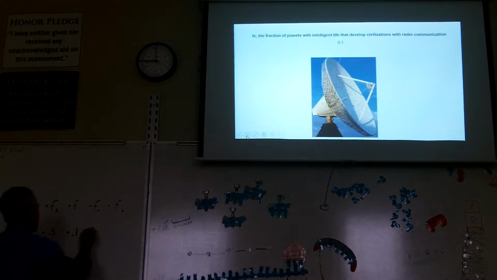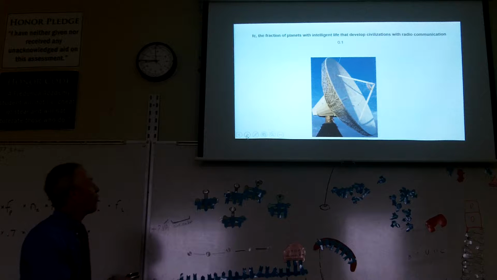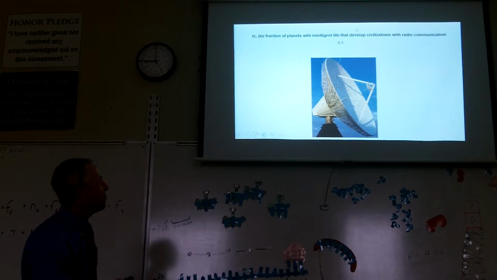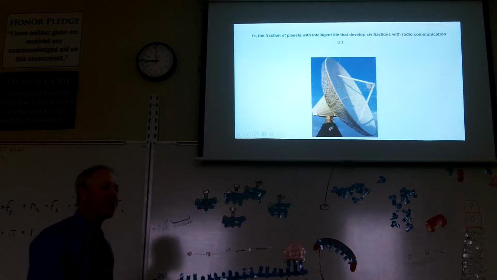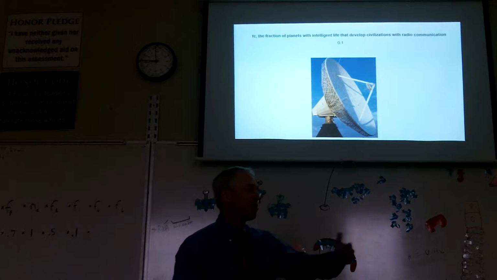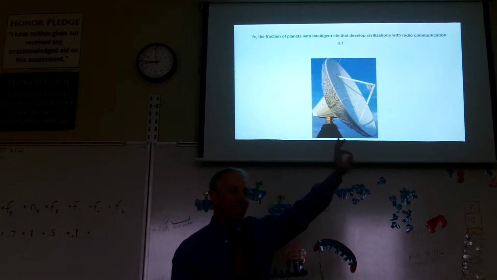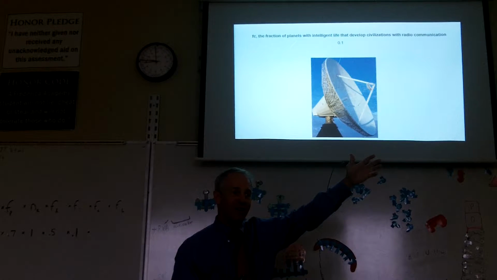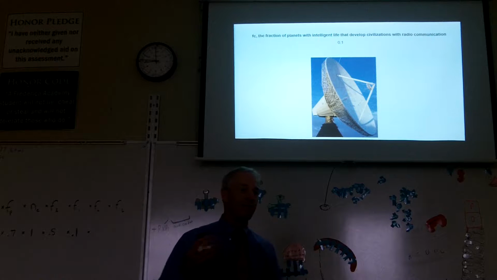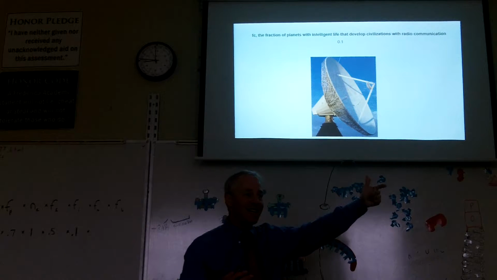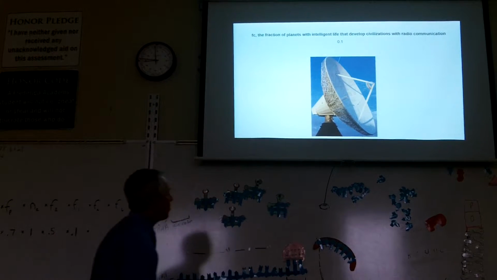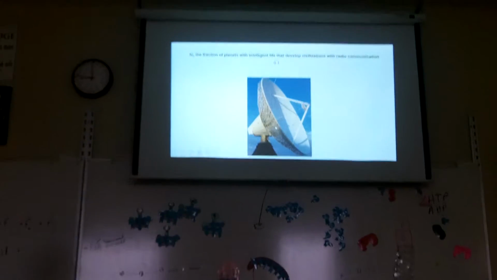Then you got to multiply by F sub C. The fraction of planets with intelligent life that develop civilizations with radio communication. Radio telescopes can send messages a long way and can receive messages from a long way. And that's probably what we're going to interact with first. A radio message from one of these intelligent life forms. Probably won't be visited by them like it's in all the movies. It's just too far to travel. Radio waves can travel at the speed of light, whereas a spaceship has to travel much slower. So we'll probably get radio communication from these aliens first.